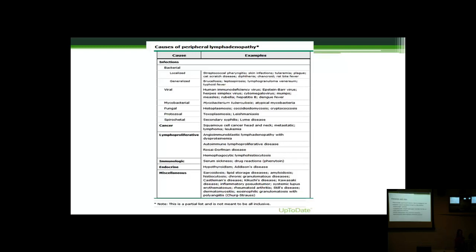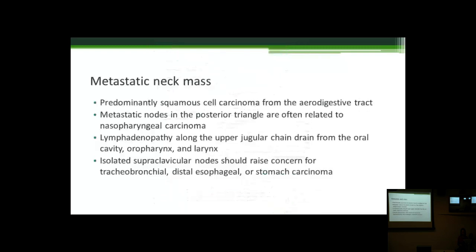All right, so metastatic neck masses. Predominantly squamous cell carcinoma is the most common cause of metastatic neck mass in the aerodigestive tract. Look at the metastatic nodes in the posterior triangle, which would be along the upper and back portion of the neck right here. When you're doing the lymph node assessment, that would be the area where you're looking for any masses that would suggest metastatic disease.